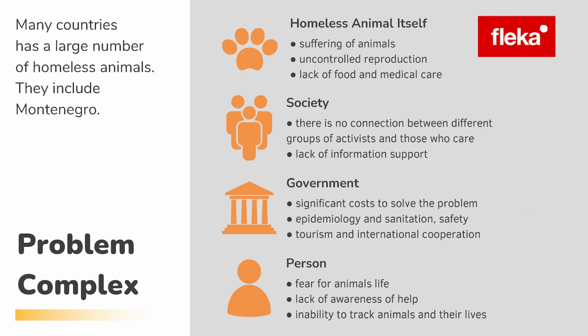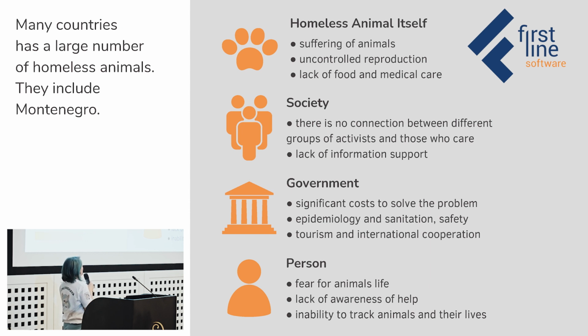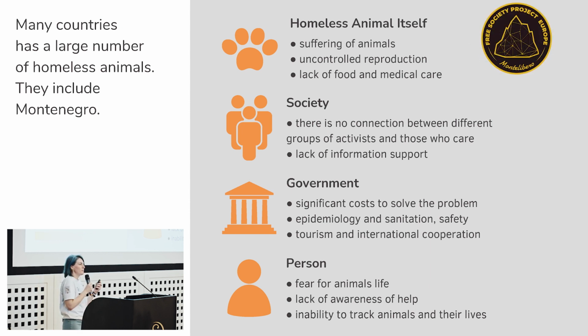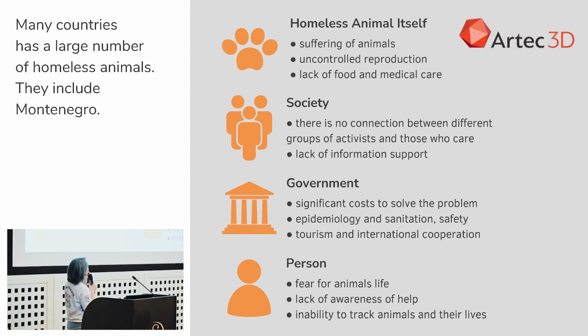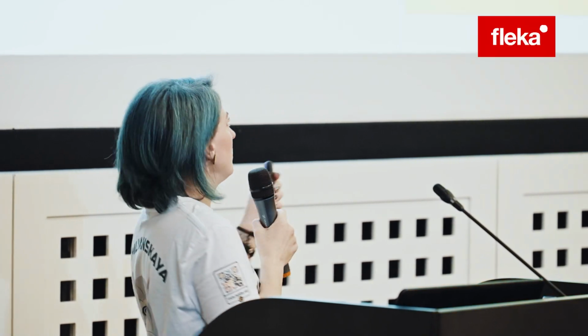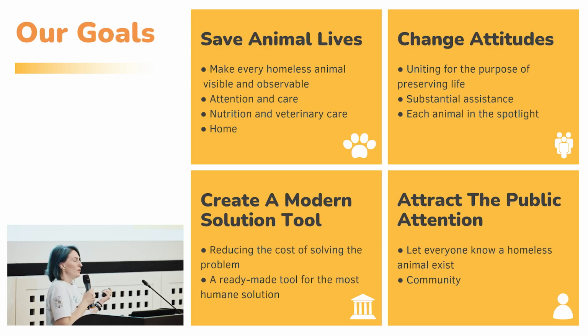The problem with homeless animals is bigger than we may see at first, because it involves not only the stray animal itself and the person who feeds it, but also society and the government. I don't want to hurt you, but you pay for the often inefficient ways governments try to solve this social problem. So when we came up with the idea of TailBook, we wanted to save animal lives by changing attitudes, by providing a ready-made tool, and by bringing attention to the issue.